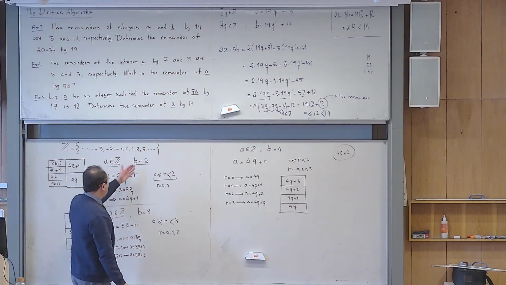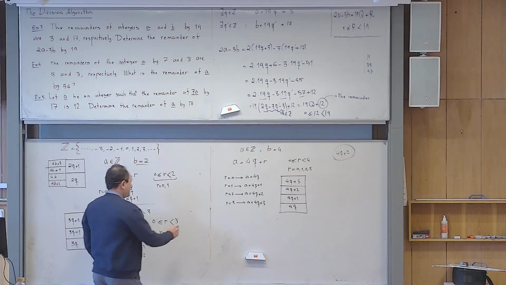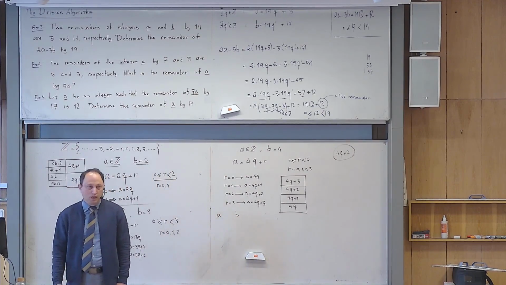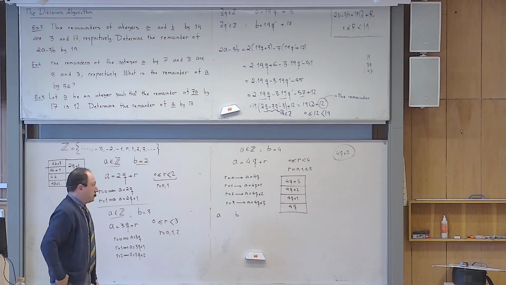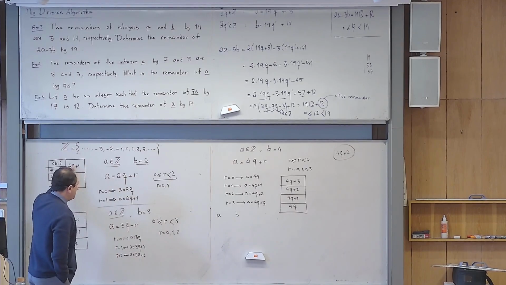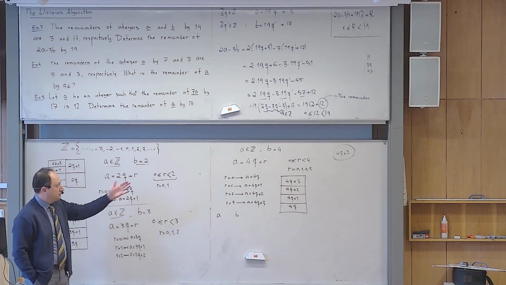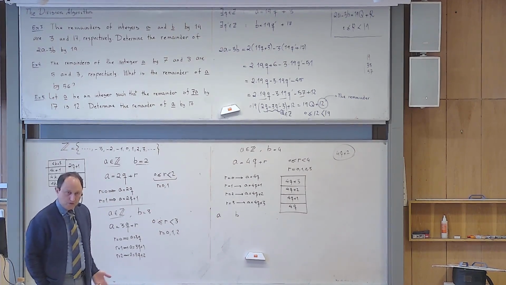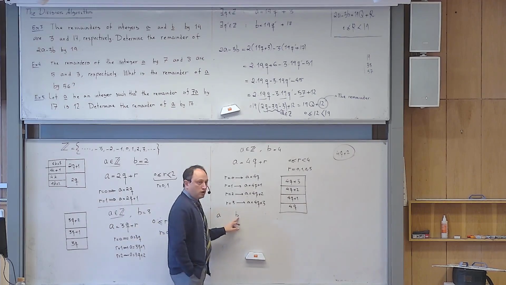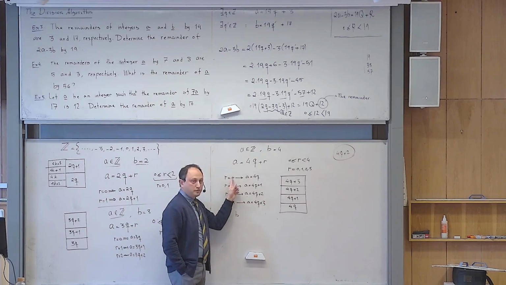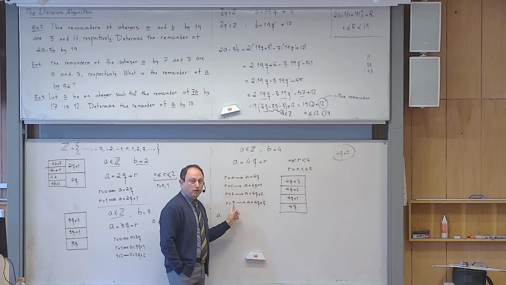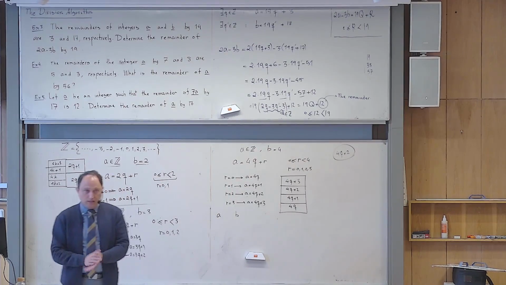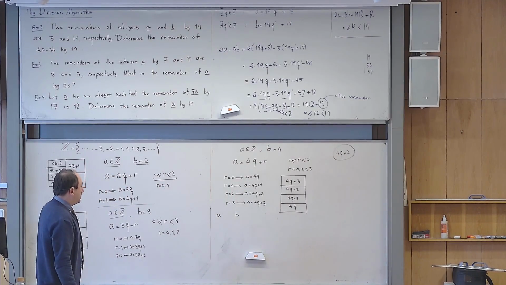So instead of choosing 2, 3, and 4, let me just choose any B. How many floors do you think I will have? If B was 2, I had 2 floors. If B was 3, I had 3 floors. If I have 4, I have 4 floors. So if I have B, how many floors do I have? B floors, okay? And the remainder R starts from where? Always from 0, maximally up to 1 unit less, so it goes up to B minus 1. Is that clear?